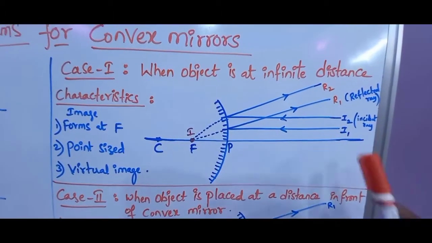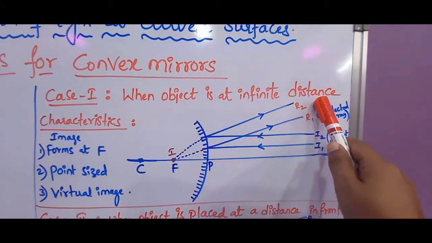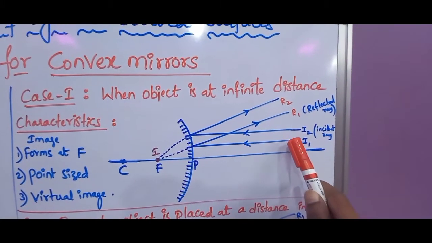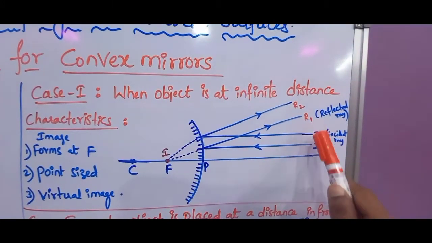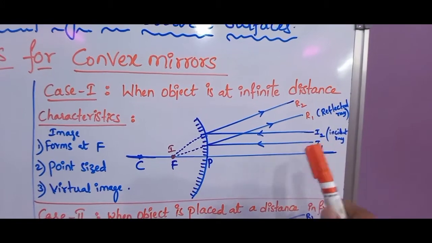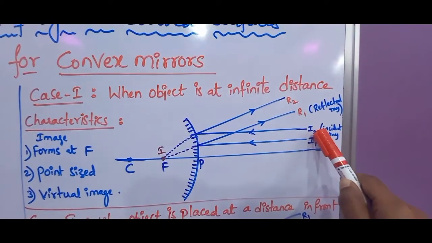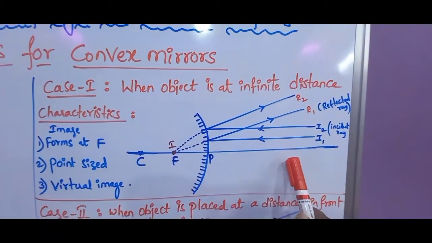So already we have learned the rules. So here, when the object is at infinite distance, the rays which are coming from the infinite object will be coming parallel to the principal axis. That's why here 2 light rays I have drawn parallel to the principal axis only. Here I1 means the incident ray number 1, and I2 is the incident ray number 2. I have drawn 2 incident rays, and both of them are parallel to the principal axis only.